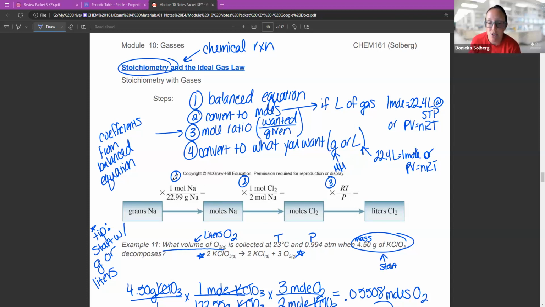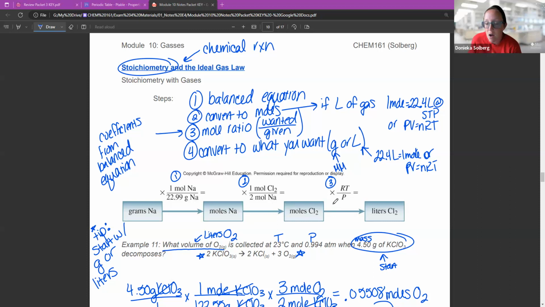So this is just like an example broken down into the steps. If I gave you grams, you would convert to moles. Converting to moles works the same way as always. If I have grams, I use the molar mass like I did here. If I had given you liters, you could have used 22.4 or PV=nRT. And then you get your mole ratio from your balanced equation to get you to moles of the other thing or whatever it is you're trying to find.